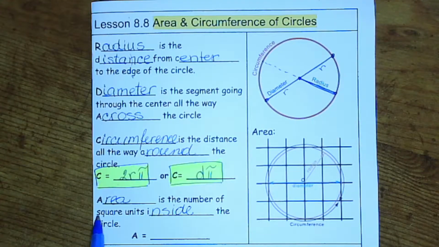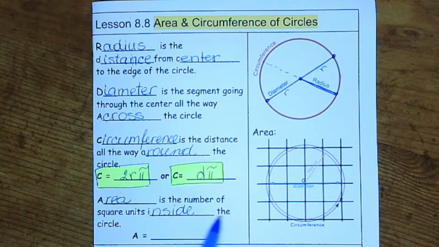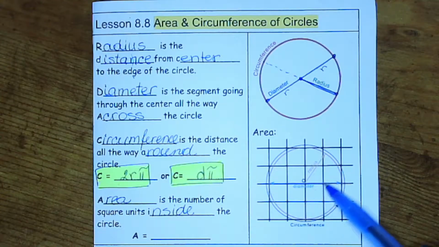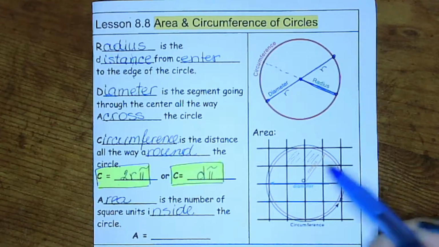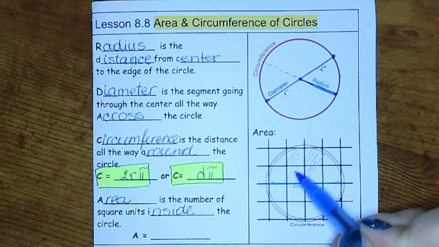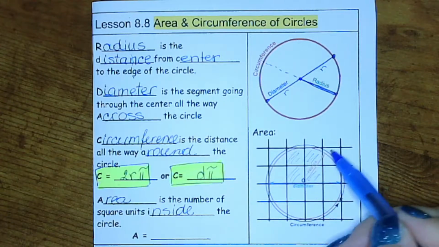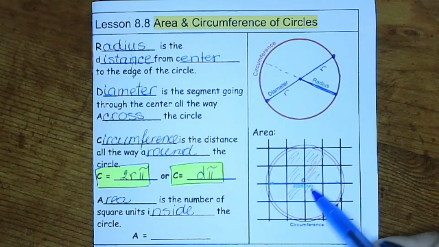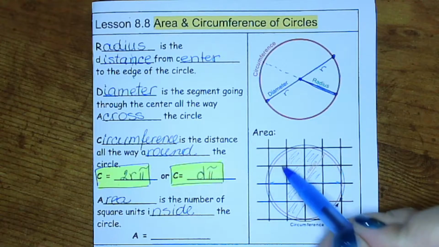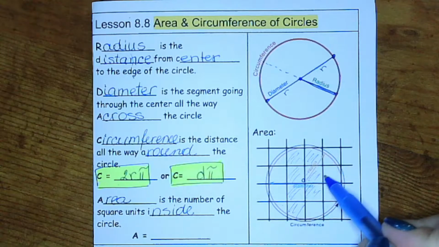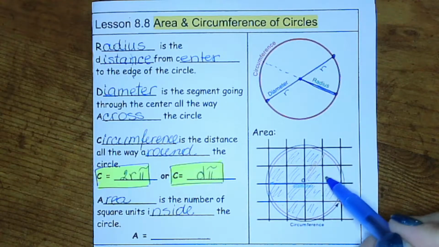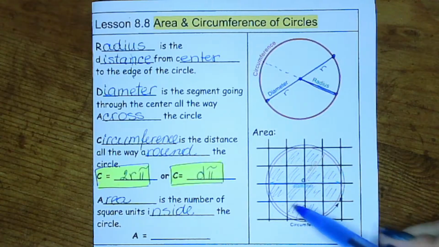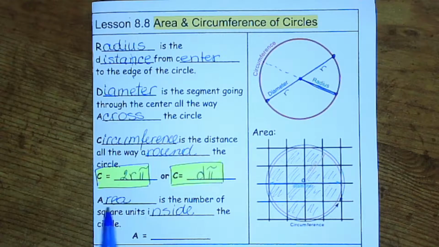The area is the number of square units inside the circle. So if I was to look at the inside of the circle, the area would be this number of squares, but this one is not complete. These ones are partially cut off. So we can maybe combine this piece and this piece and this piece and this piece. But we can estimate the area by looking at how many squares are inside the circle. Area is the number of square units inside the circle.